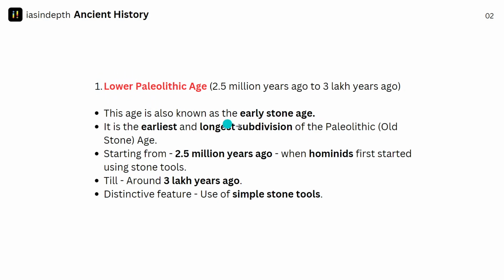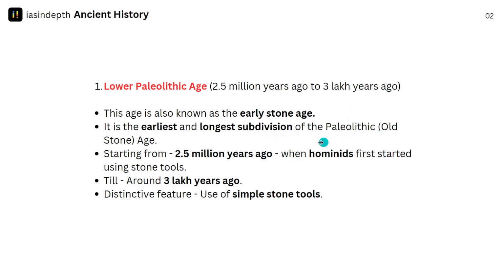So lower means early. Lower, early, start, the origin of what? Old Stone Age. Paleo means old, Lithic means stone. So we are talking about the early old Stone Age. There is middle old Stone Age and also upper old Stone Age, relatively new old Stone Age. There is also the Neolithic age, which is the new Stone Age.